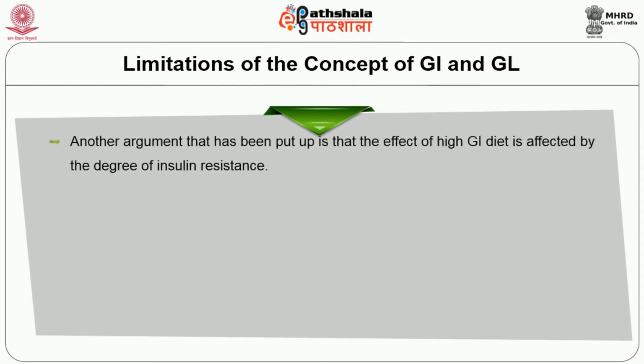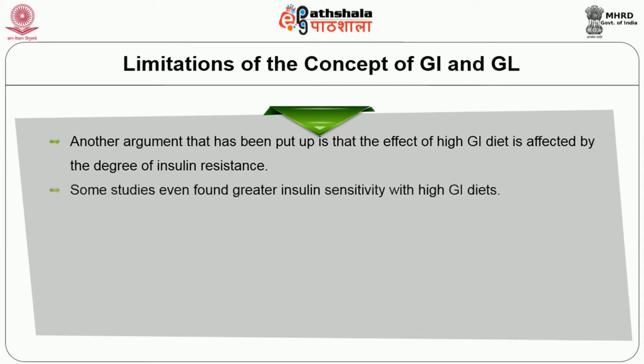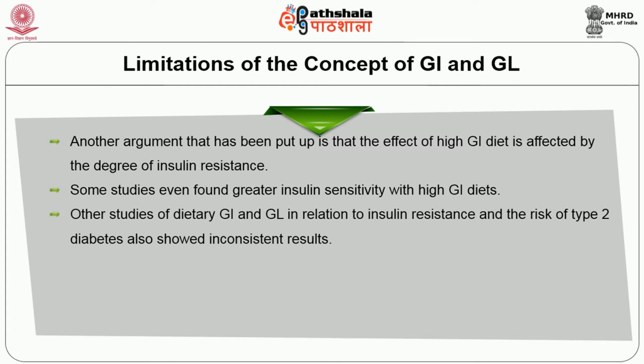Another argument that has been put up is that the effect of a high glycemic index diet is affected by the degree of insulin resistance. Some studies even found greater insulin sensitivity with high glycemic index diets. Other studies of dietary glycemic index and glycemic load in relation to insulin resistance and the risk of type 2 diabetes also showed inconsistent results.